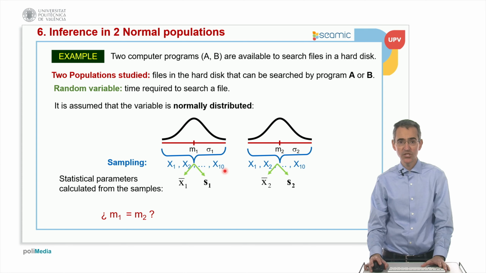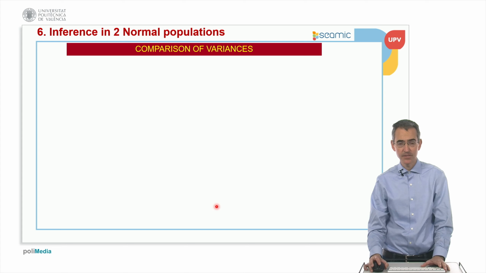So we want to test the hypothesis whether M1 can be considered equal to M2 or different, and we want to test whether sigma 1 can be considered equal to sigma 2 or not. Well, we will start with this second case, the comparison of variances.